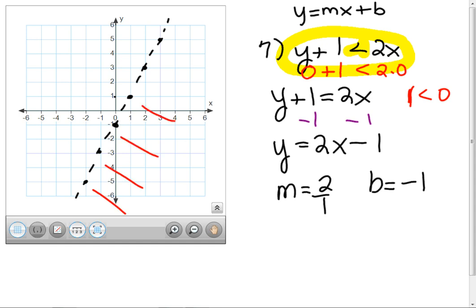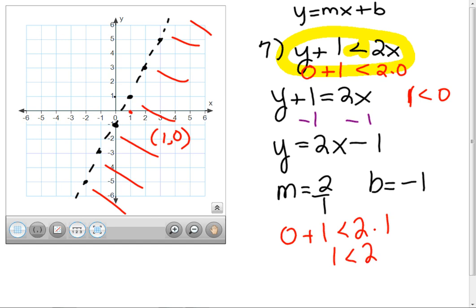I'm going to shade that side. You could test anything. You could test this point, which is 1 comma 0. That's y is 0, so 0 plus 1, is that less than 2 times x, where x is 1? Is 1 less than 2? If you really want to double check yourself, check another point. Yeah, that's true. So this point must be shaded, so everything on this side will be shaded. It's exactly what we did on the number line. There's no difference, except now we're in a plane. That's all. So if you got that in the last unit, you're set.